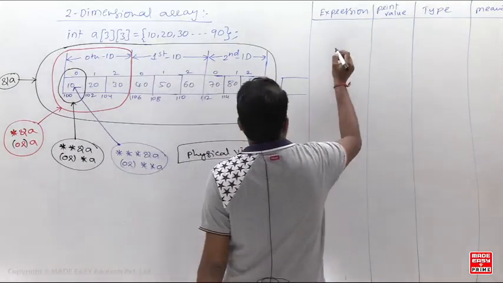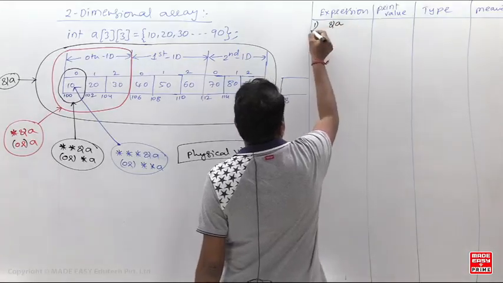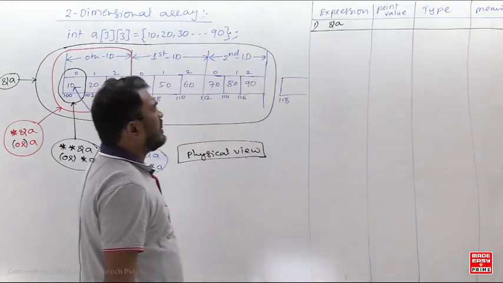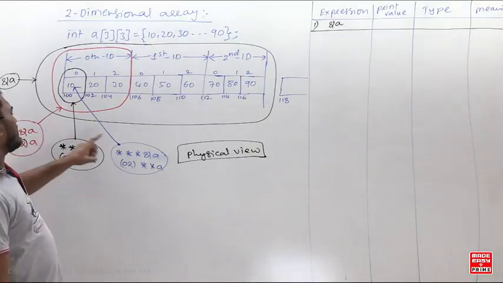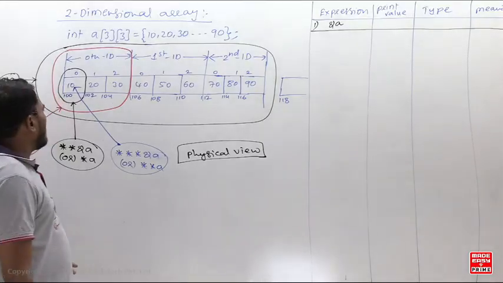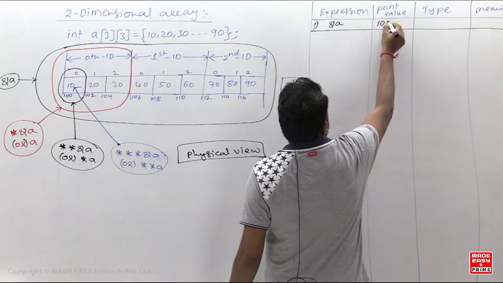Now first, if I say expression number 1, &a, tell me if I print &a, what will it print? It will print 100 only. Is that clear? Because what is the base address of the entire 2D array? The entire 2D array's base address is 100 only. So the print value is 100 only.